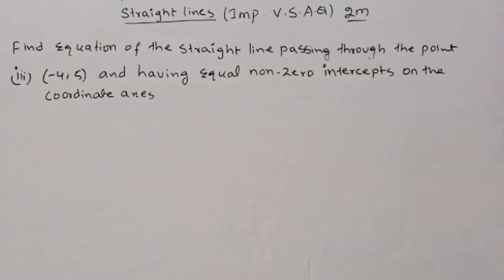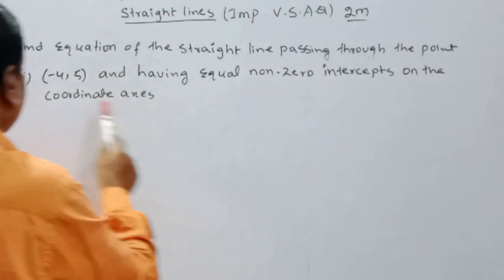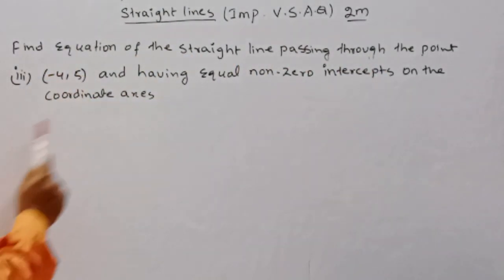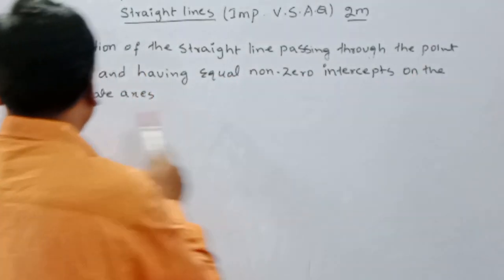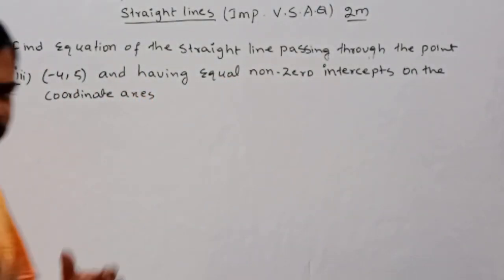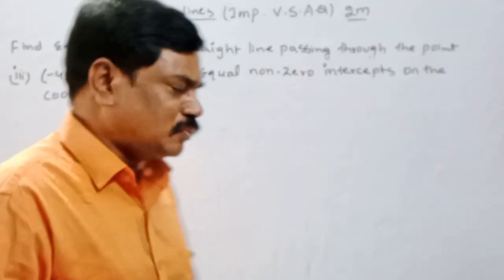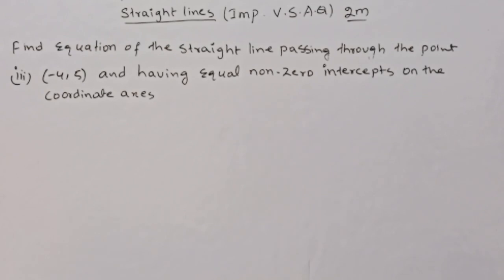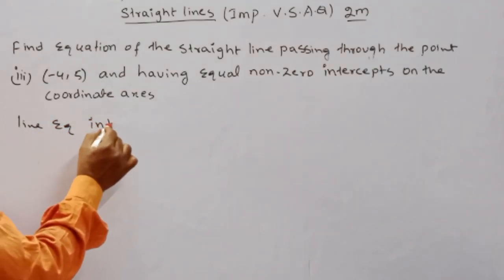One more problem, 13th, third problem. Find the equation of the straight line passing through the point (-4, 5) and having equal non-zero intercepts on the coordinate axes. Here the given intercepts are equal and non-zero. So first you take the line equation in intercepts form.